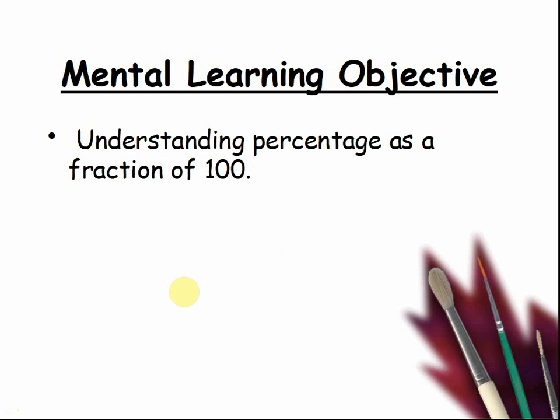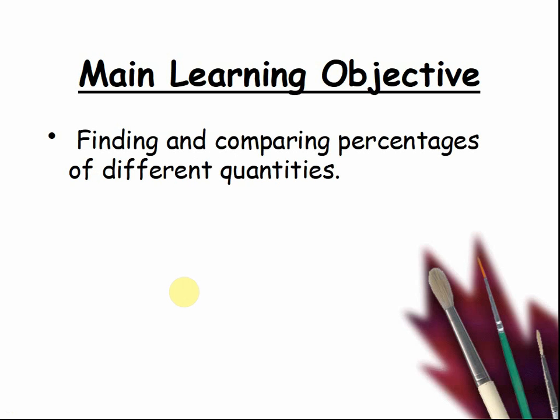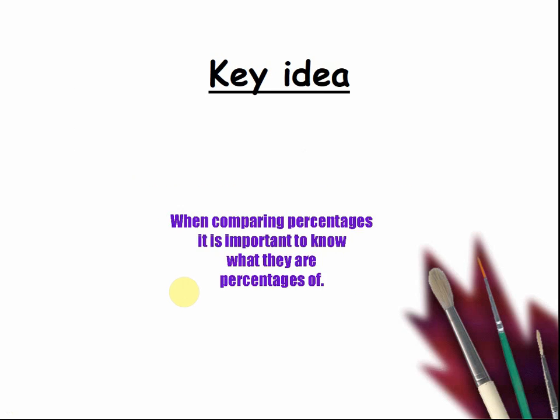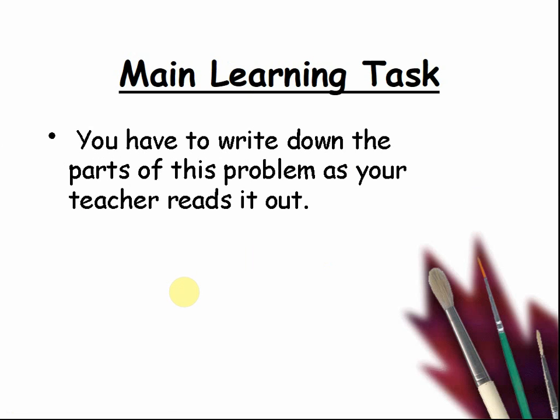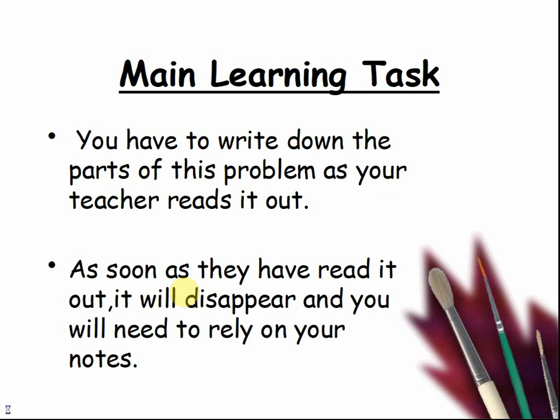Understanding percentage as a fraction of 100 was our mental learning objective. Our main learning objective: finding and comparing percentages of different quantities. Key idea today: when comparing percentages, it is important to know what they are percentages of. Keep that in mind. Main learning task: you have to write down the parts of this problem as your teacher reads it out. As soon as they have read it out, it will disappear and you will need to rely on your notes.